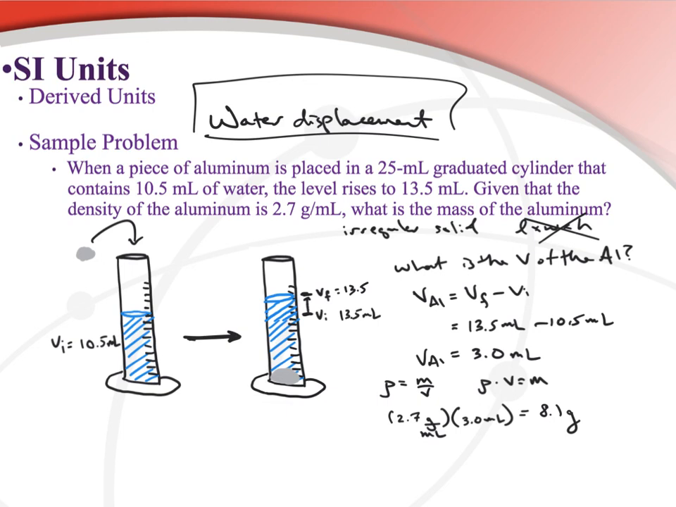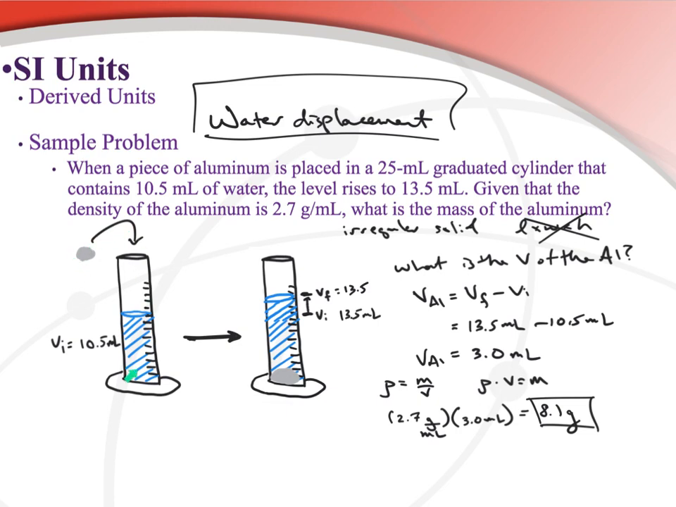Okay, and the grams is coming from that g right there. So then my milliliters would cancel as a unit, leaving me with grams. So the answer here would be 8.1 grams. Okay, you will have a problem like this on the first test and on the first semester final. So make sure we understand what's going on here.